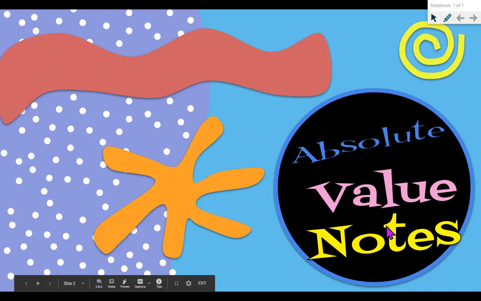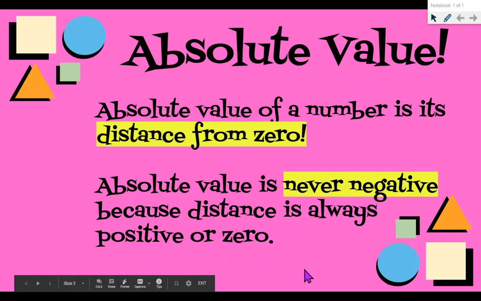Hi everyone, today we're going to talk about absolute value. So let's start with a definition. The absolute value of a number is its distance from zero. So we're really going to be thinking about number lines a lot here. How far is that number from zero?